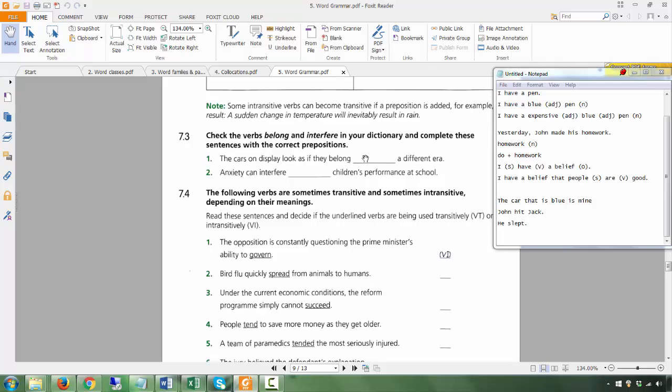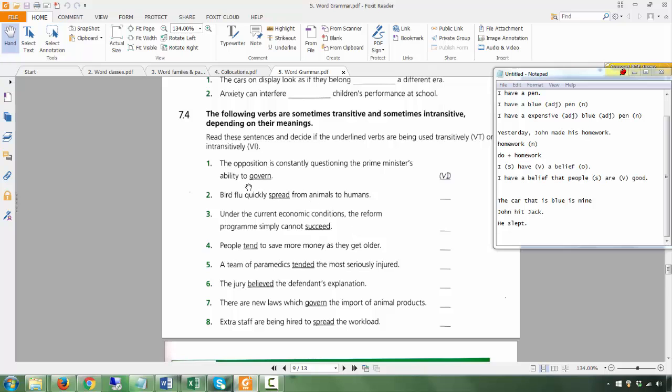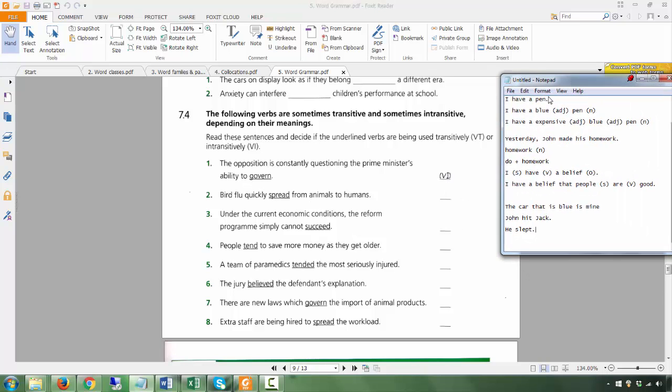If you have a preposition after, it's basically intransitive, because you need a preposition. Transitive verbs require an object, which is a noun directly after, not after a preposition, right? And here you will put VI or VT, depending on what is transitive and intransitive in this context, okay?